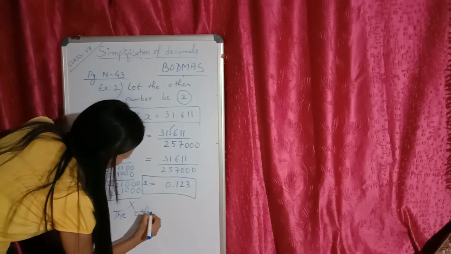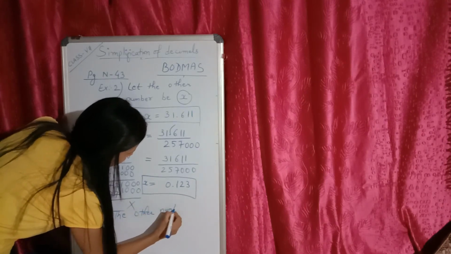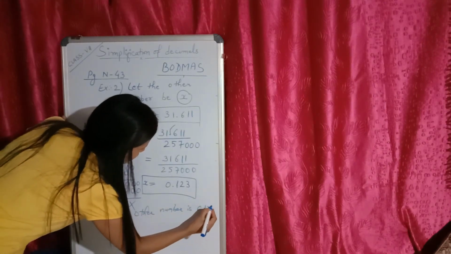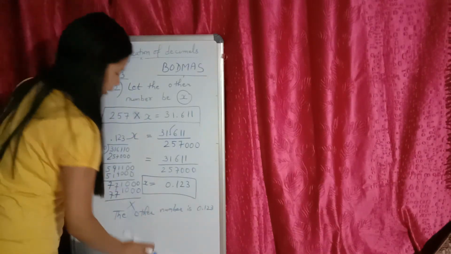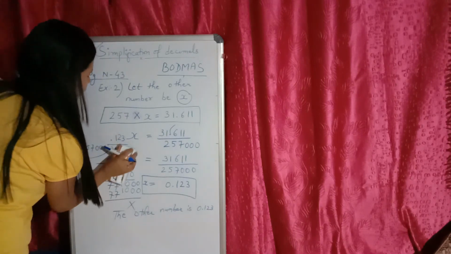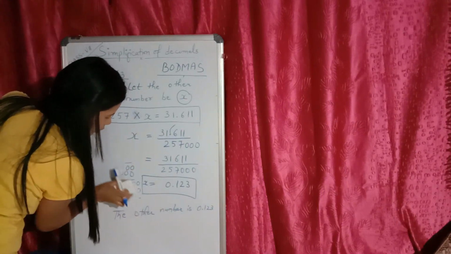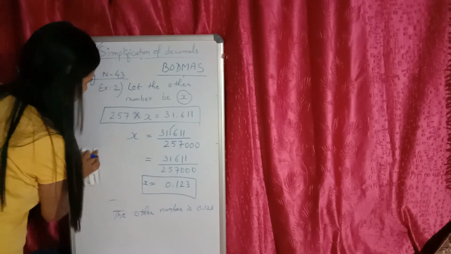Okay. So we can write the other number is 0.123. Okay. So you can even verify whether the answer you have got is correct or not. You can verify it this way.